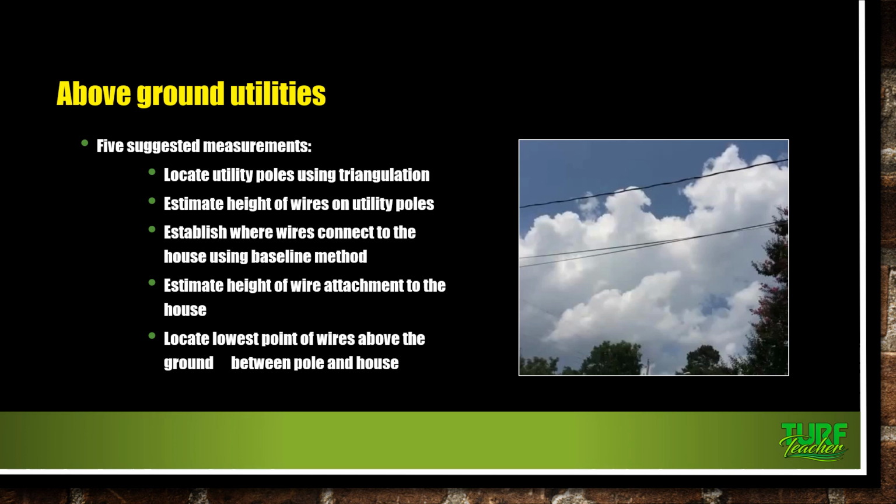Above ground utilities, there's 5 suggested measurements. Locate the utility poles using triangulation. Estimate the height of the wires on the utility poles. Establish where the wires connect to the house using the baseline method. Estimate the height of wire attachment to the house. And then locate the lowest point of wires above the ground between the pole and the house.